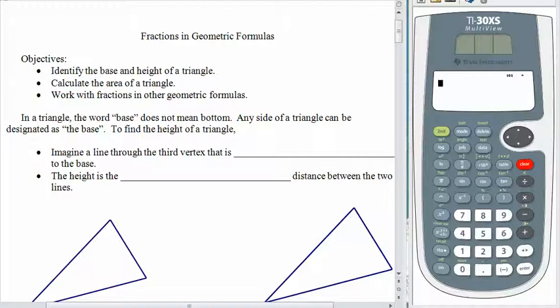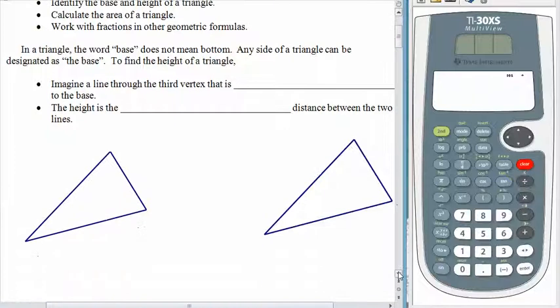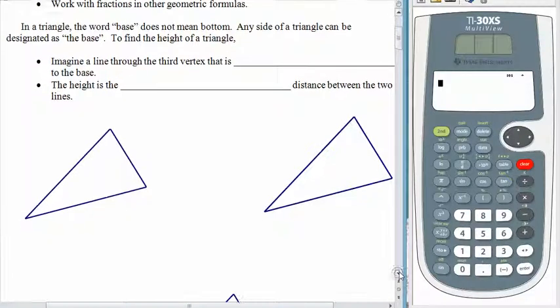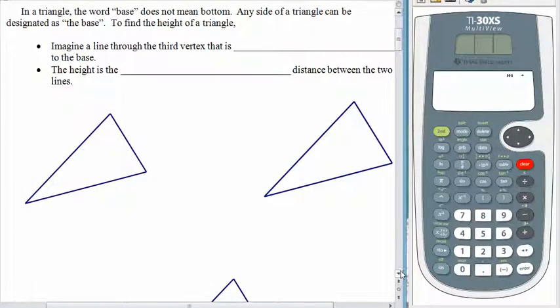Okay, but today we're going to deal with the geometric formulas. So get your pencil and your guided notes and let's get ready to go. The first thing that happens with a triangle is that we need to talk about this idea of the word base. And base does not mean the bottom of a triangle.